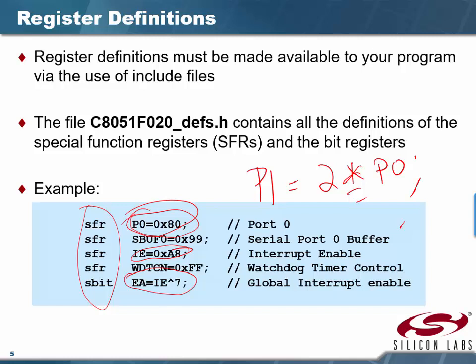So we're looking here at SFRs, which are defined as special function registers, and they're 8 bits wide. If we have an sbit, that's a bit in the special function registers, and it's always going to be of the form: the 8-bit register name, and then the bit number. That's the most significant bit in the interrupt enable register, which is 8 bits. The highest order bit is the global interrupt enable.